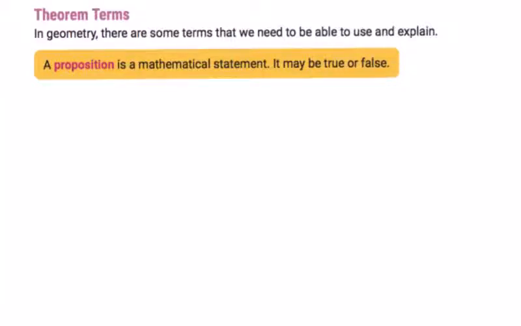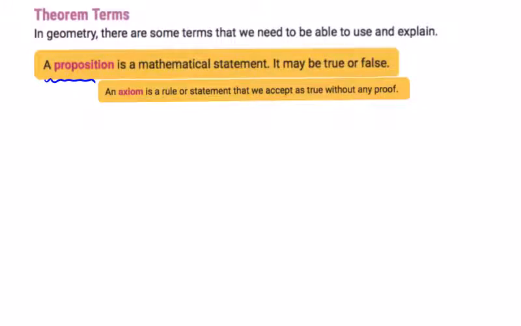In this video we're going to look at the terms that revolve around theorems. So in geometry there are some terms we do need to be able to use and explain. A proposition is a mathematical statement. It may be true or false and we may be asked to prove this.